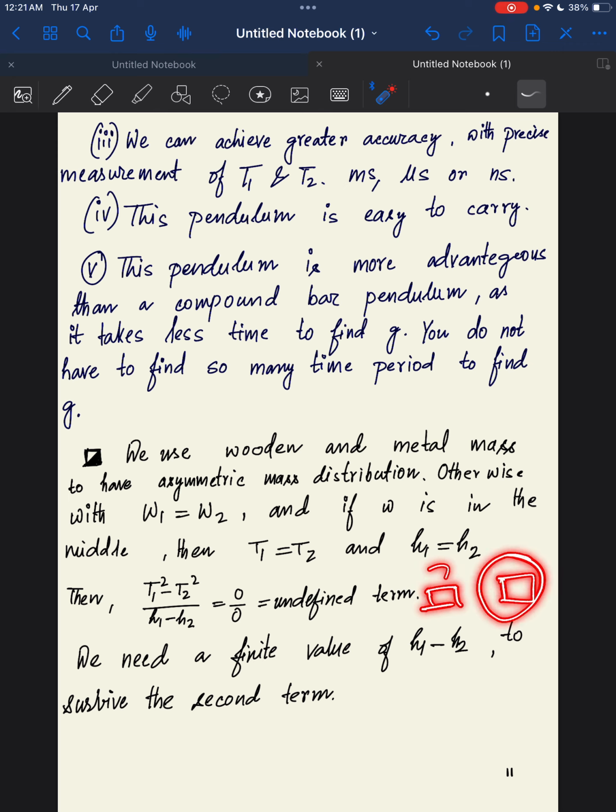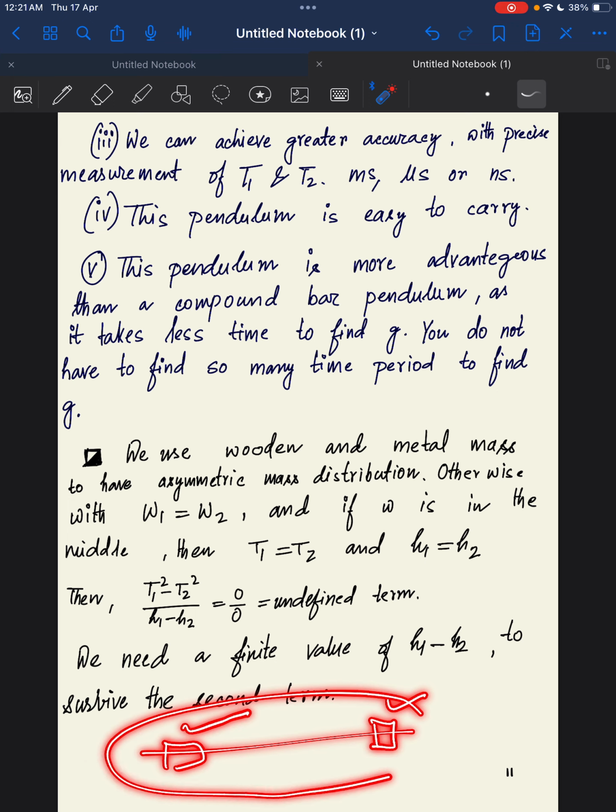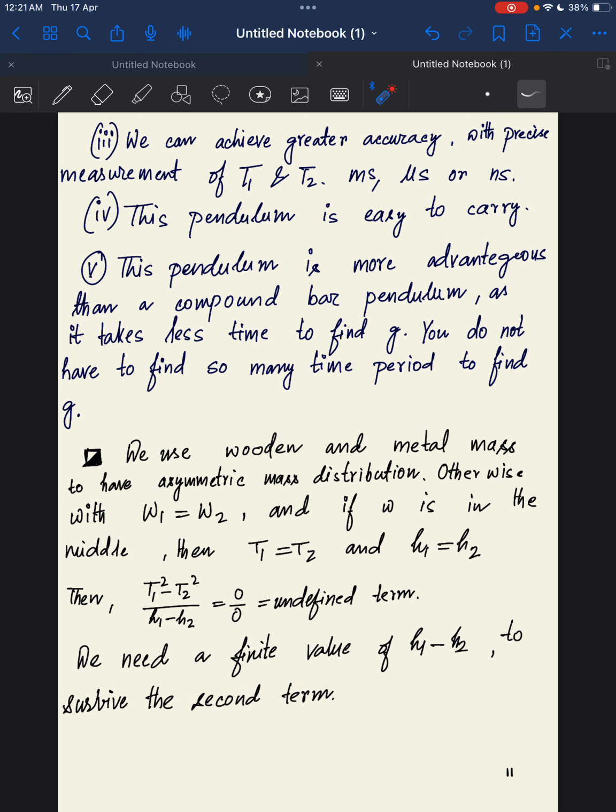And remember, the shapes of these two masses should also be the same to have the same air friction. If you oscillate the pendulum from this point, it will have air drag here, and if you oscillate the pendulum from this point, it will have air drag here. If the shapes of these masses are not the same, then these two scenarios will have different air drag. So to have the same air drag in both cases, we keep the shape of the masses the same, like a cylindrical structure in our case.